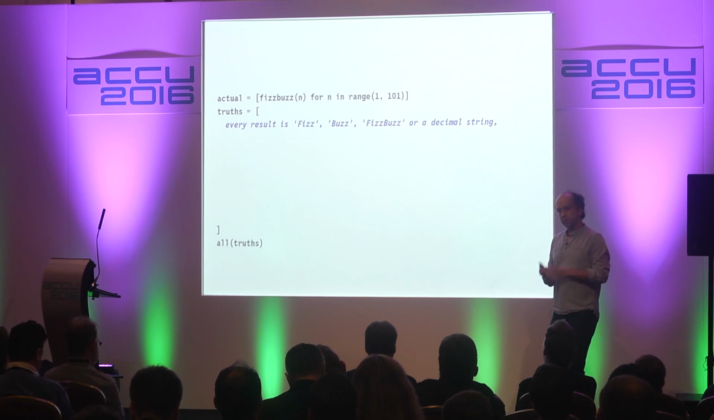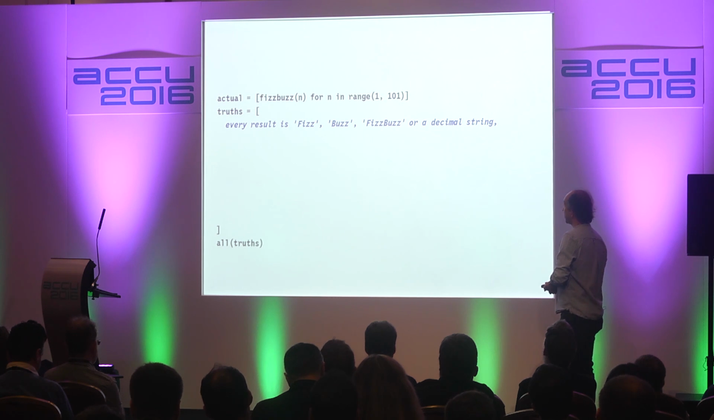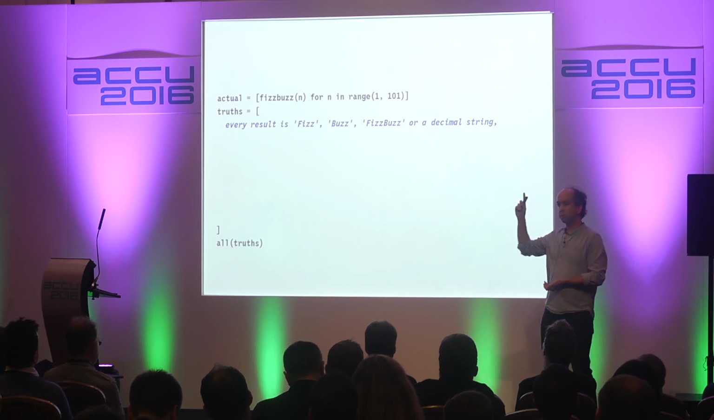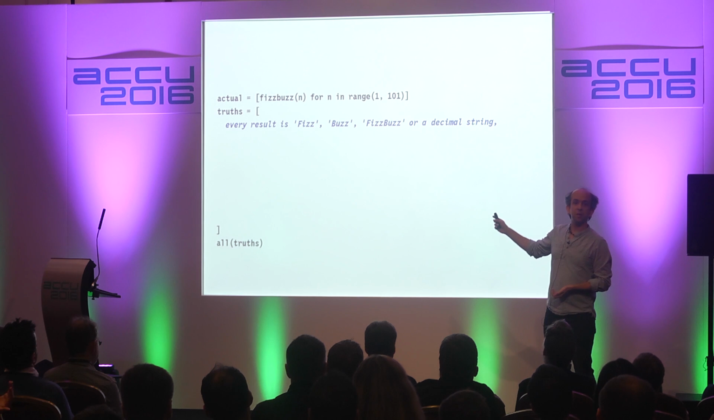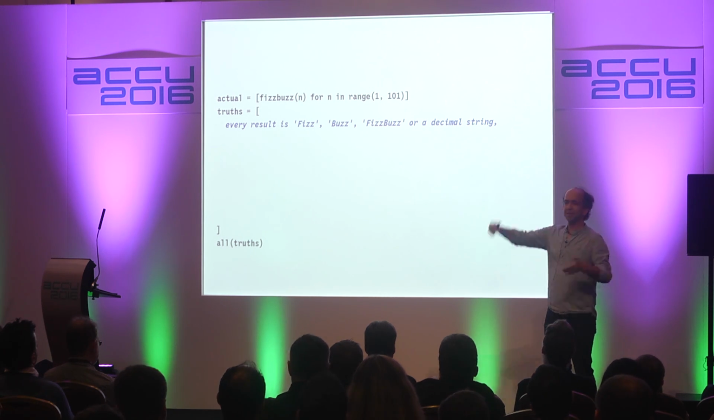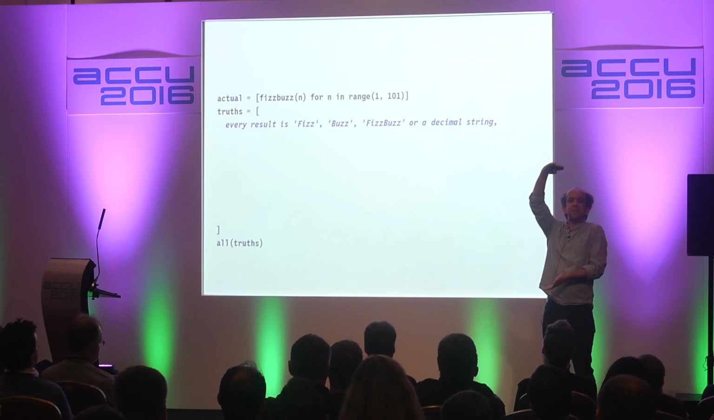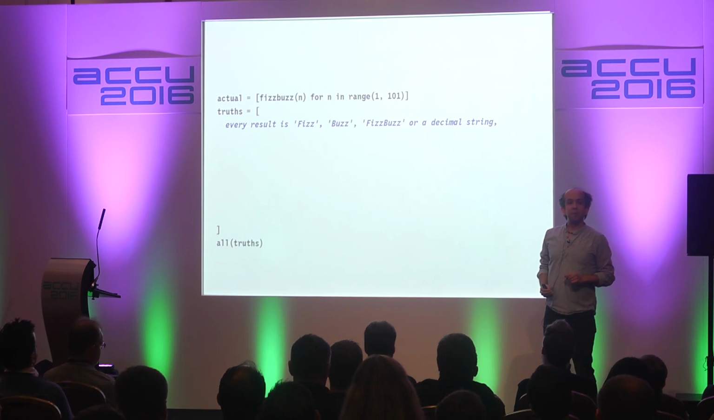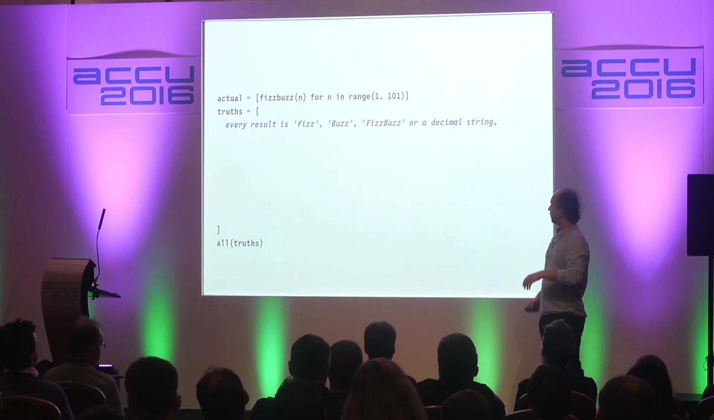OK, here are the truths. Every result is FizzBuzz, or a decimal string. By the way, if you spot any mistakes, please let me know, because I've stared at this for a while, and I actually found a simplification the other day. I thought you absolutely need all of these, and I found two I didn't. But if you spot any holes or anything that's redundant, let me know.